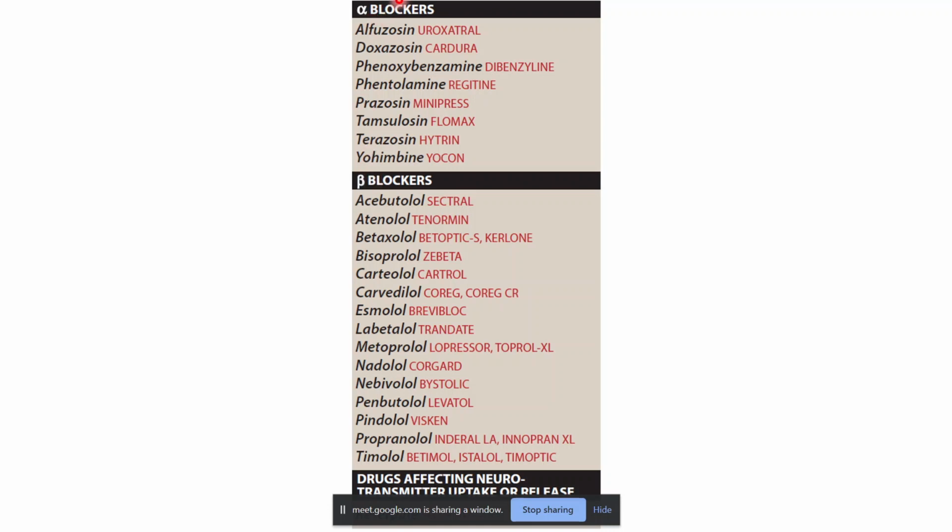Alpha blockers include phentolamine, phenoxybenzamine, and also selective alpha 1 blockers prazosin, terazosin, and doxazosin, and also selective alpha 1A tamsulosin, and alpha 2 yohimbine. Beta blockers are also very useful drugs, and are divided into the non-selective, like propranolol, and selective beta 1 blockers, including metoprolol, atenolol, and many others.